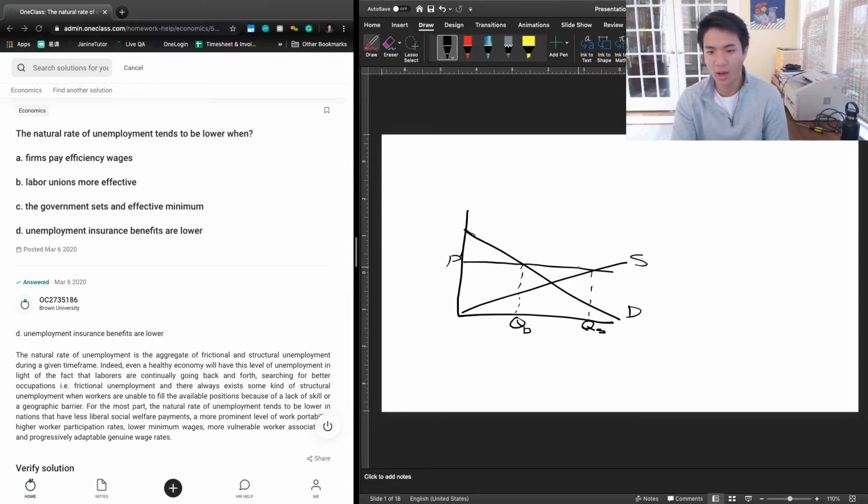And so looking at answer choice A, firms pay efficiency wages, on the graph we would see the exact same thing. We would still see that price is above equilibrium level contributing to unemployment. And if this is contributing to structural unemployment, we know the natural rate of unemployment is going to be high as well. And so A is not going to be the answer.